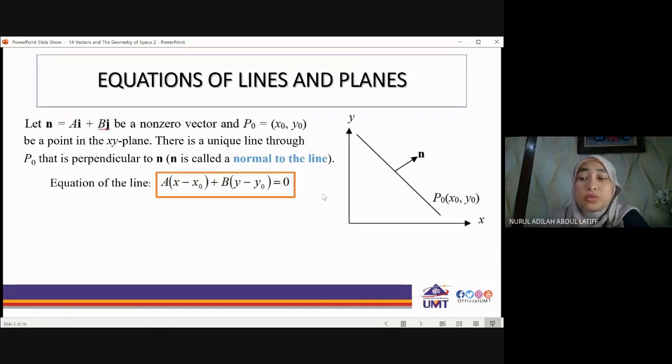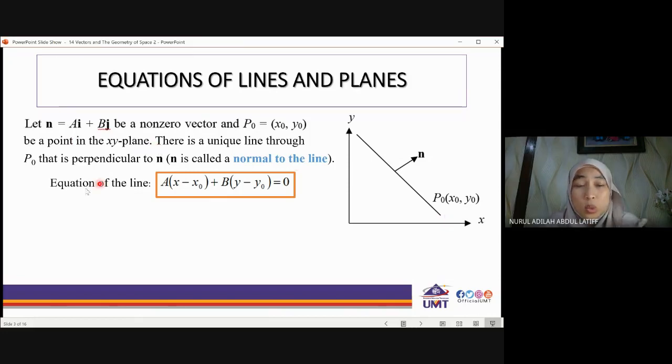Okay. So, students, let n = ai + bj be a non-zero vector and P0 = (x0, y0) be a point in the xy plane. Maksudnya P0 yang asal ni, there is a unique line through P0 that is perpendicular, ataupun serenjang, ataupun 90 degrees to n. And n is called a normal to the line. So the equation of the line is a(x - x0) + b(y - y0) = 0.